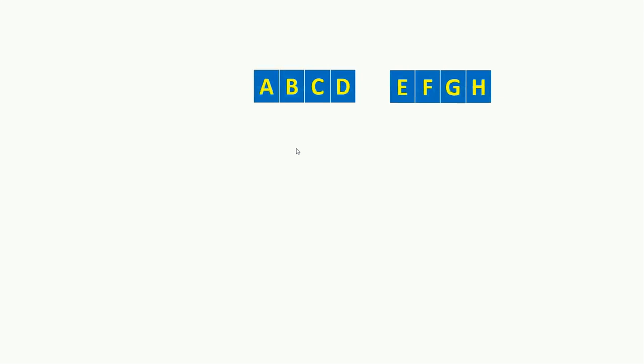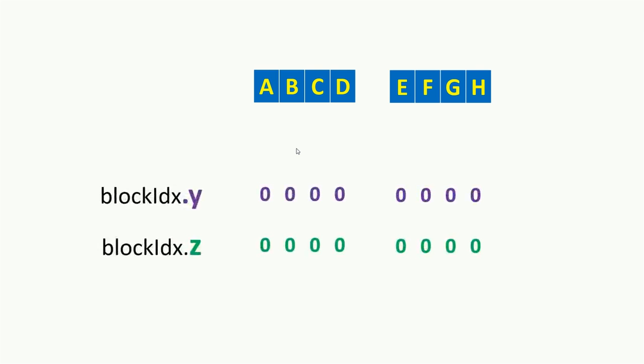For example, here we have a one-dimensional grid with 8 threads which are arranged into 2 thread blocks in the x dimension. In y and z dimensions, there is only 1 thread block. So blockIdx.y and blockIdx.z are 0 for all these threads. But we have 2 thread blocks in the x dimension. So threads in the first thread block will have blockIdx.x value 0 and threads in the second thread block will have blockIdx.x value 1. Remember, the blockIdx variable is initialized based on the thread block, so all the threads in the same block will have the same blockIdx values.